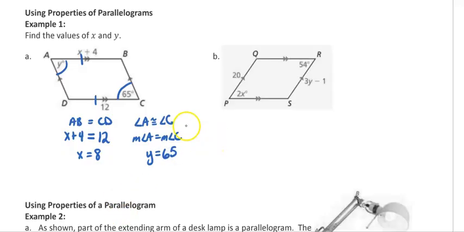All right, if you want to watch B, I guess go ahead and pause the video and try B, and then I'll explain it in just a minute. Go ahead and pause now and attempt example 1B.